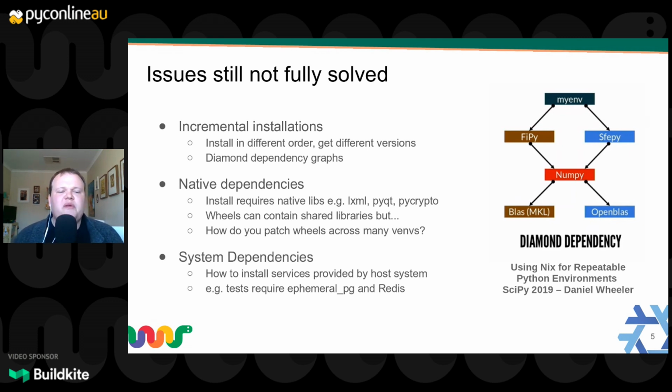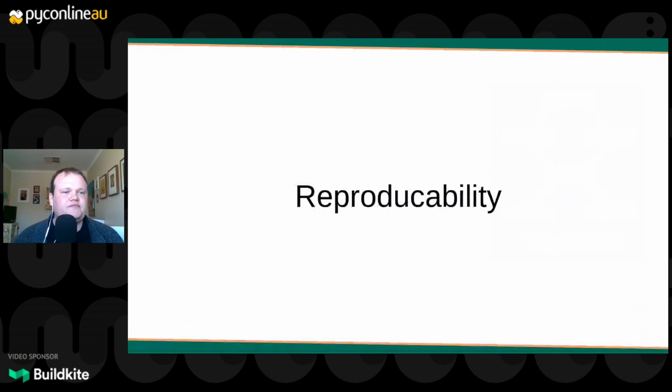There's also system dependencies. Your operating system provides a lot of services and can have services running for you that you might depend upon. For instance, if you're running a web project, your tests may require ephemeral PG, like Postgres that can be set up and torn down really quickly. It might require Redis to properly test your caching layer. These kinds of dependencies aren't really well captured with the current set of tooling for Python packages.